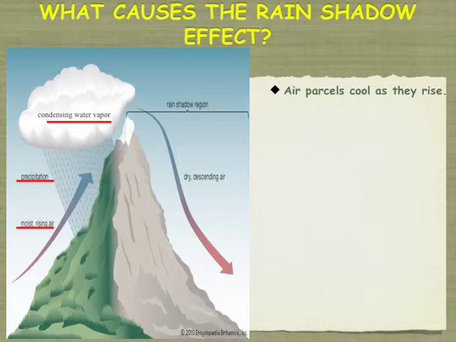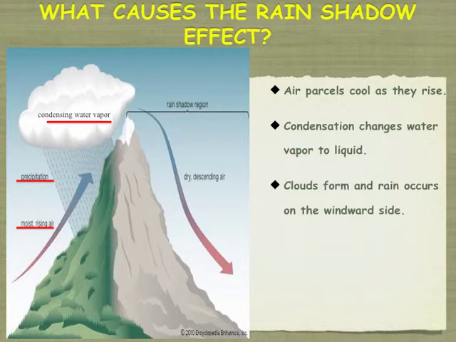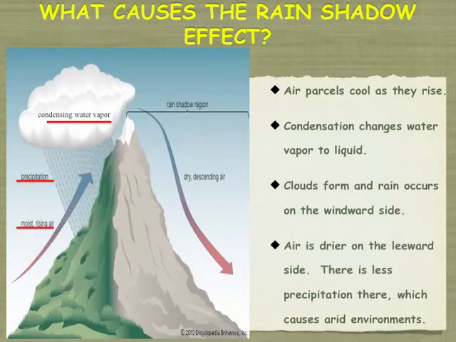Condensation can produce both cloud formation and precipitation. This occurs on the windward side of mountains. On the leeward side, the conditions are warmer and drier because air parcels are descending and the moisture in the air has already been released.